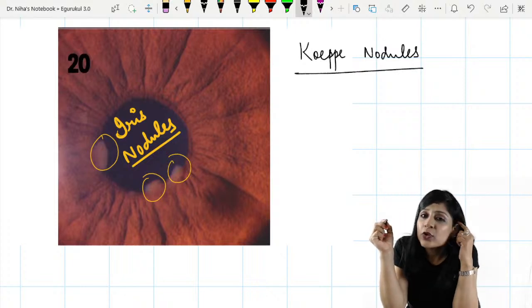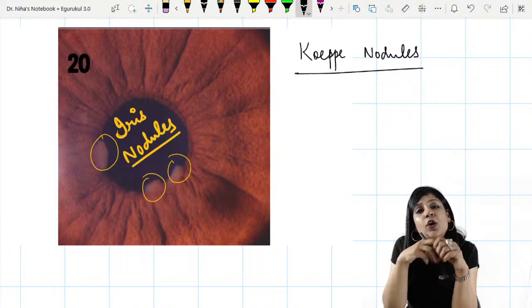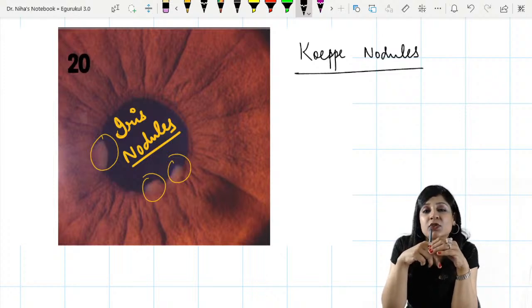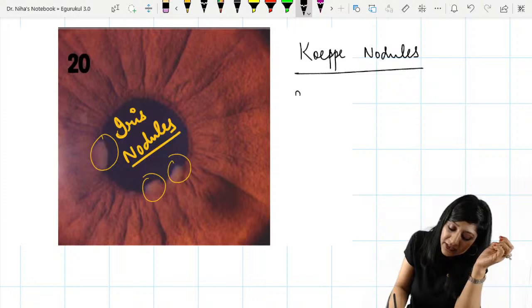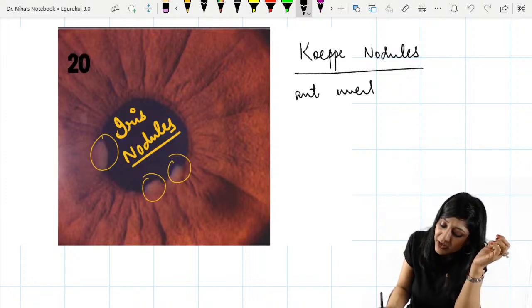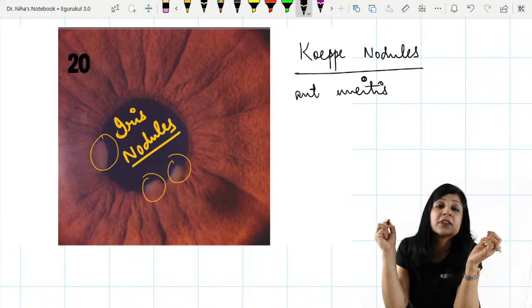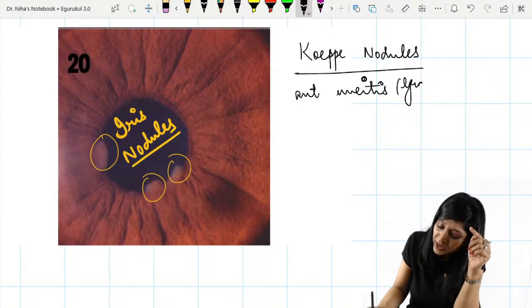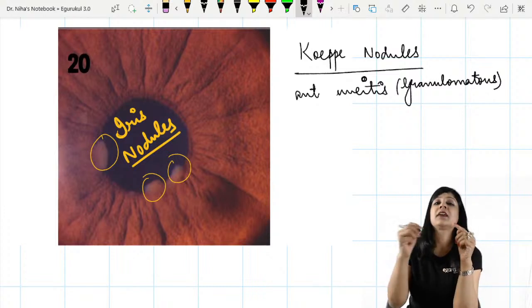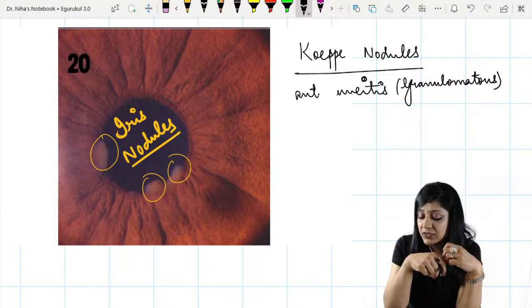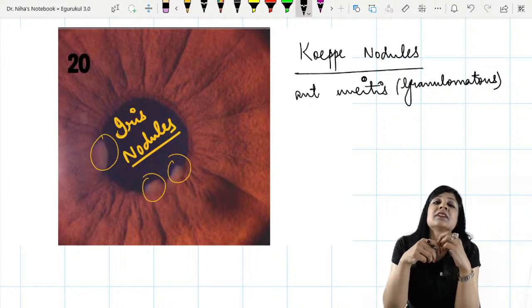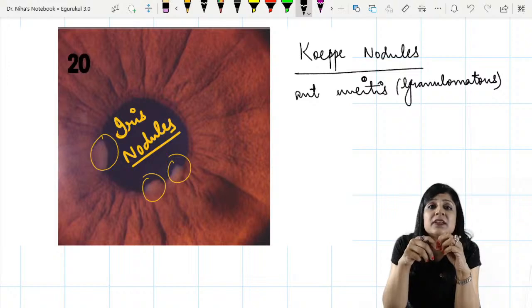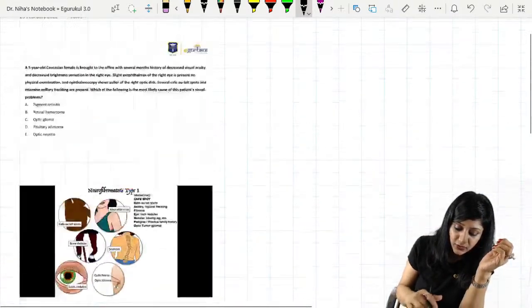Where do you get the Koeppe nodules? Koeppe nodules you get in cases of uveitis. Which kind of uveitis are you going to get this in? You are going to get this in anterior uveitis. If I talk about the three kinds of uveitis, this you get in anterior uveitis, and in anterior uveitis, which type? Granulomatous. The Koeppe nodules are present in cases of granulomatous uveitis.